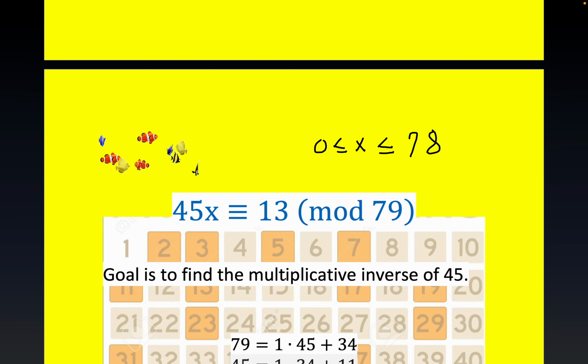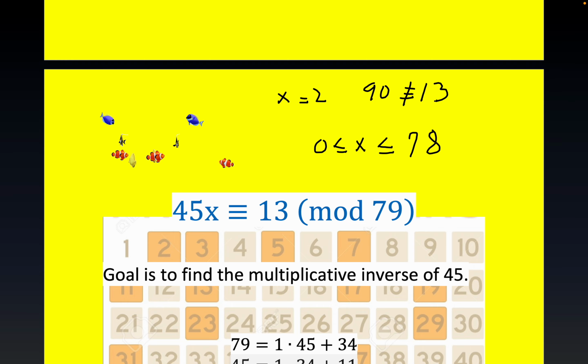Now, you can check too. If you tried x equals 2, just so you get a feel, if you're not familiar with the congruence arithmetic, x equals 2 would give us 90. All right. But 90 is not congruent to 13. And that's because 90 minus 13 is 77. It's close, but it's not. The difference would have to be a multiple of 79, and it's not, okay?